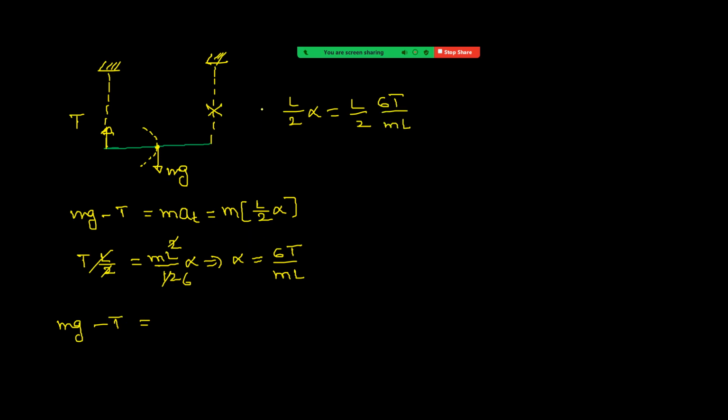And I'm taking m here. mL gets cancelled. 2 here, 3 times. This is now 3T. That means 3T plus T is 4T. So T value is mg upon 4. So it is a very simple and direct one.